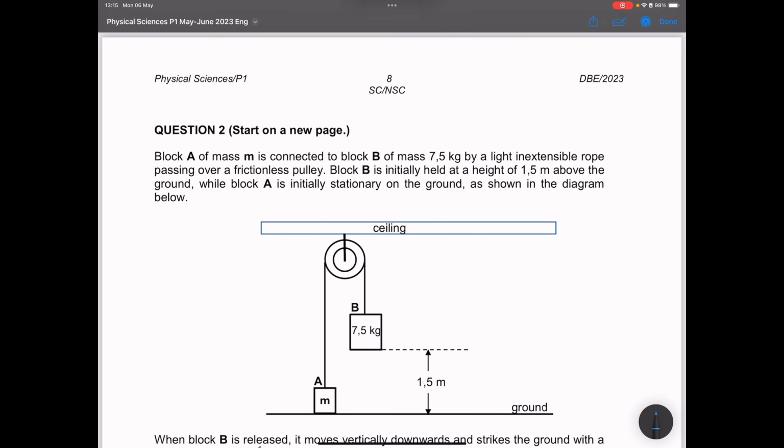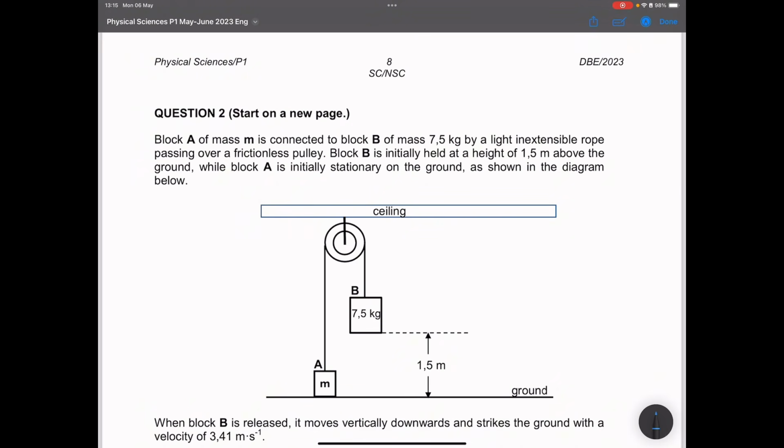On question 2, they say block A of mass M is connected to block B with a mass of 7.5 kilograms by a light inextensible rope. Remember, once we say light inextensible rope, it means that we will not consider the mass of the rope as part of the mass of the system. Inextensible simply means that the maximum tension will be taken as the force that is used to pull the rope in this case.